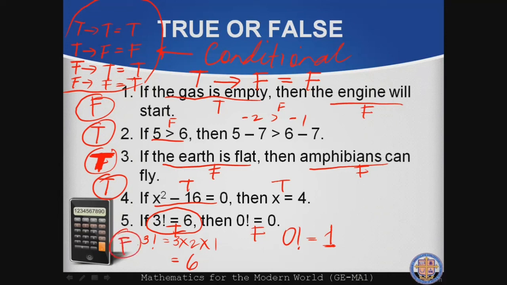So, 1 and 5 are false. The rest are true. That's the application of conditional or implication statement. Hope you've understood this already.